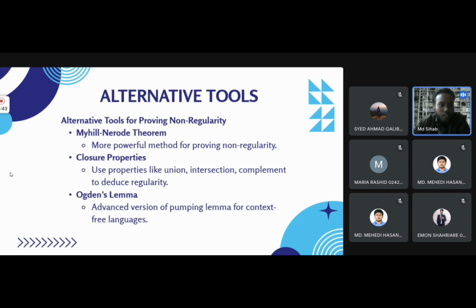Today I will talk about alternative tools for proving non-regularity. First, the Myhill-Nerode theorem, a more powerful method of proving non-regularity. Closure properties: use properties like union, intersection, and complement to disprove regularity. Lastly, Ogden's lemma, which is a variation of the pumping lemma for context-free languages. Next slide.